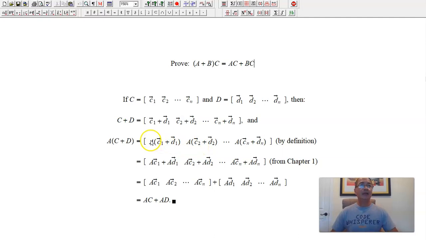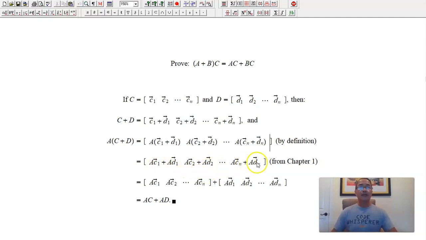So now, we have something that we've seen before in chapter 1, where we saw A times X plus Y. We said that that distributes into A times X plus A times Y, and that property is also known as additivity. So the first column is the same as A times C1 plus A times D1. Same thing with the second column. You can rewrite that as A times C2 plus A times D2, and so on.